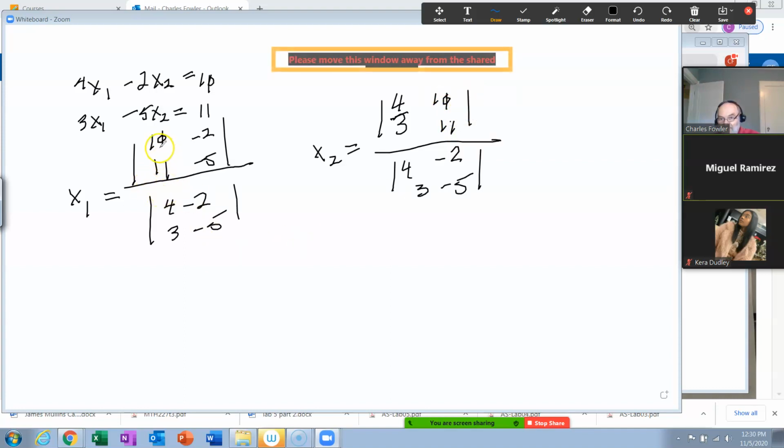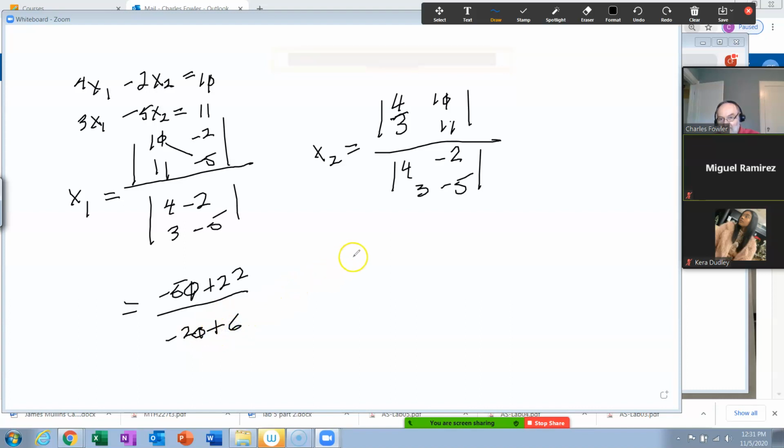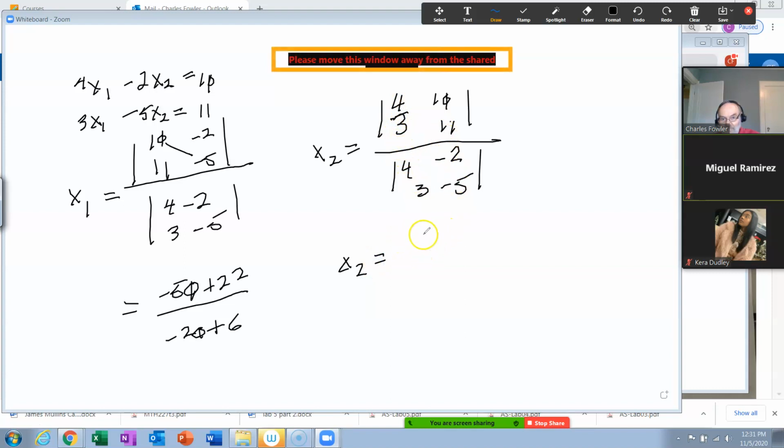Okay, now what is this one? Yeah, they're big numbers, but they're not bad. That's going to be a -50 plus 22 over -20 plus 6. Okay, x sub 2 is going to be 44 minus 30 over -14. I don't have to do that again. I just need to do it once.